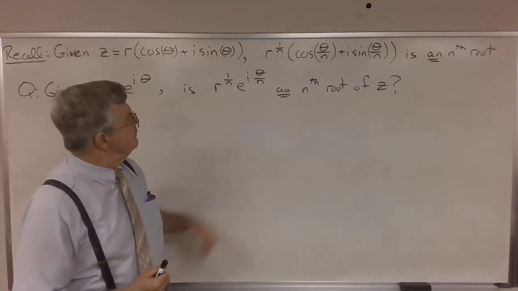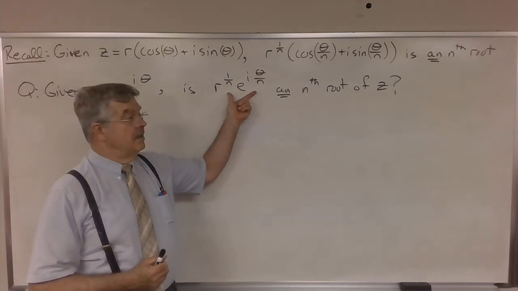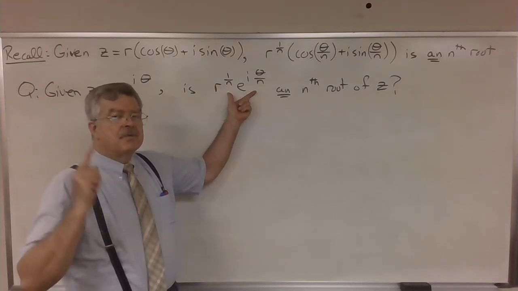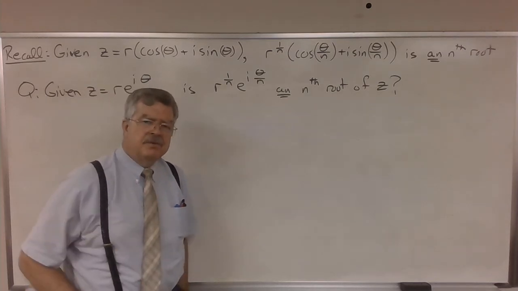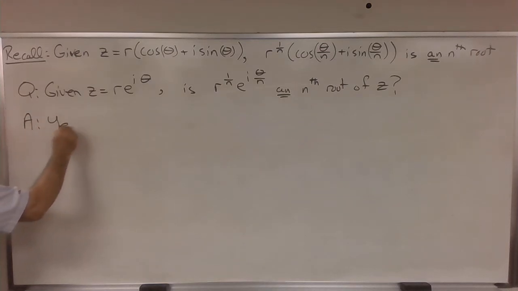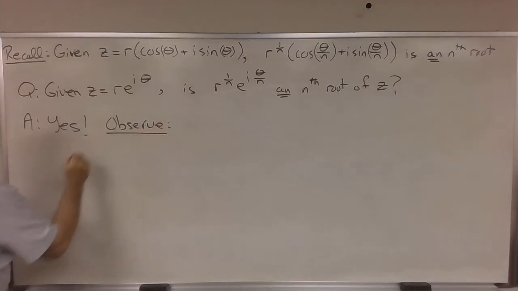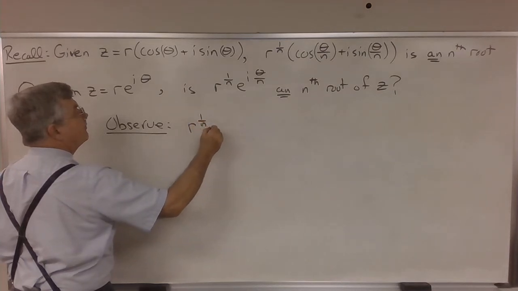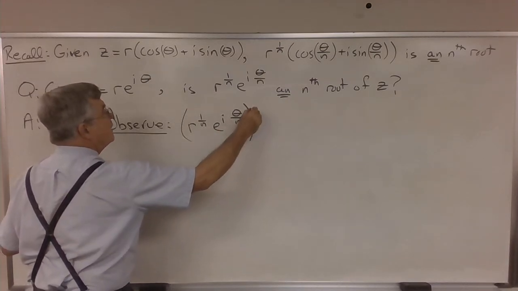Well, how would we show that this thing is an nth root of z? Well, by definition, an nth root of z is any number that we can raise to the nth power and get z. So let's do that. We'll answer in the affirmative and then say, observe. We take this number and raise it to the nth power.